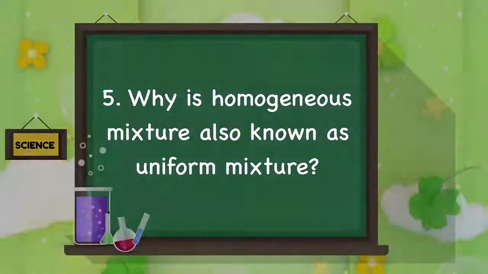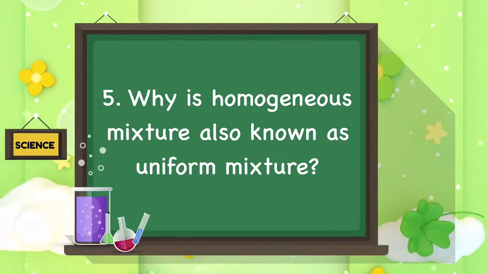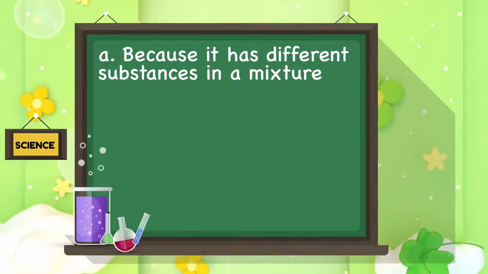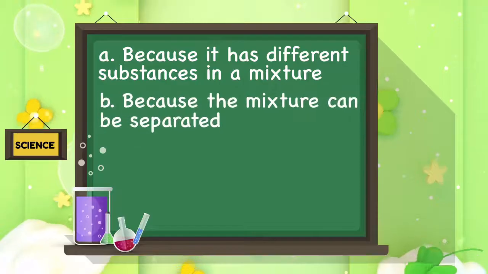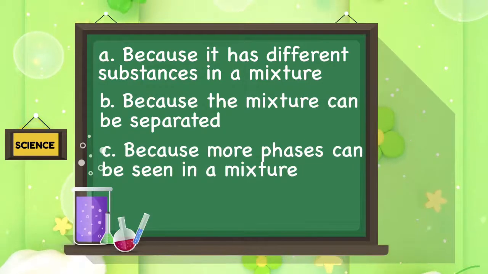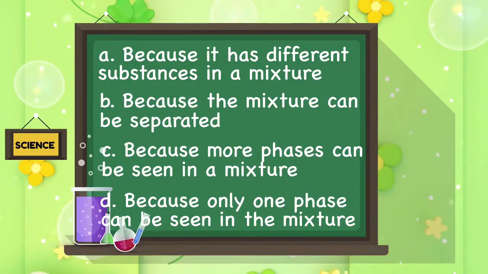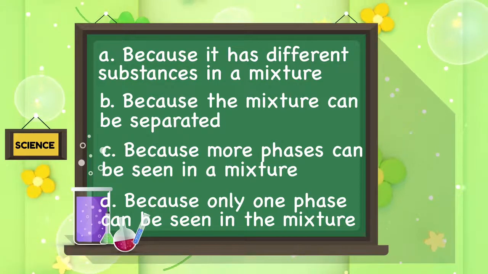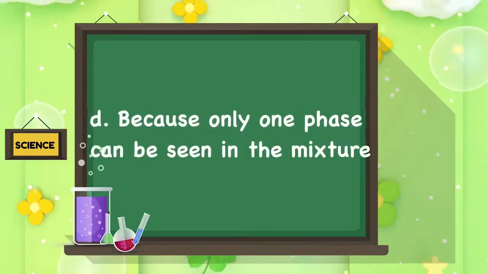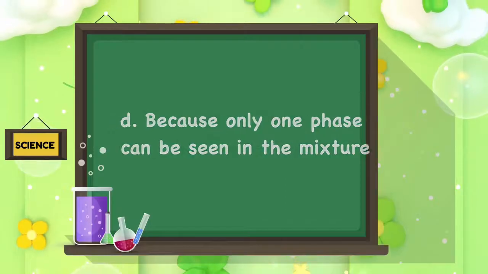And number 5. Why is homogeneous mixture also known as uniform mixture? Is it letter A. Because it has different substances in a mixture, B. Because the mixture can be separated, C. Because more phases can be seen in a mixture, or letter D. Because only one phase can be seen in the mixture? The answer will be letter D. Because only one phase can be seen in the mixture.